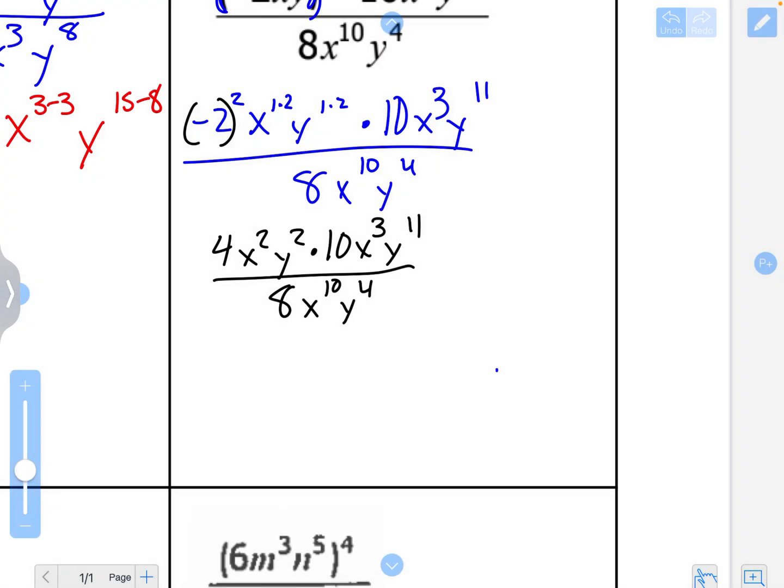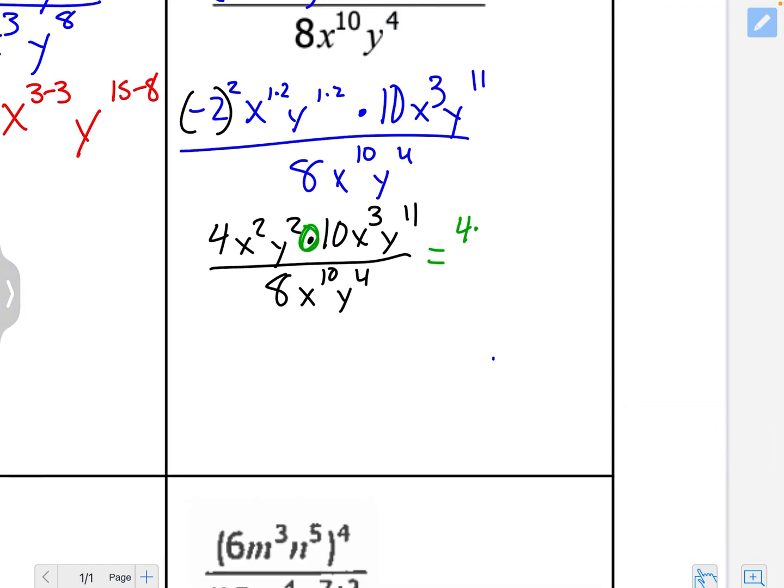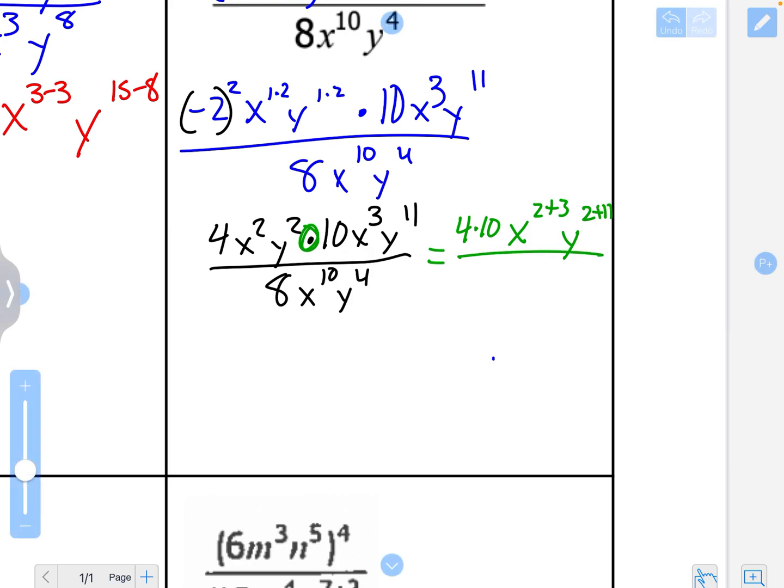So now I have my multiplication dot, which tells me I need to multiply across. So I need to multiply my coefficients. So 4 times 10. Then I need to add my exponents. So I have x to the 2 plus x to the 3. And then I need to do my y's, which is 2 plus 11. There's nothing to multiply on the bottom, so I'm just going to write it down.